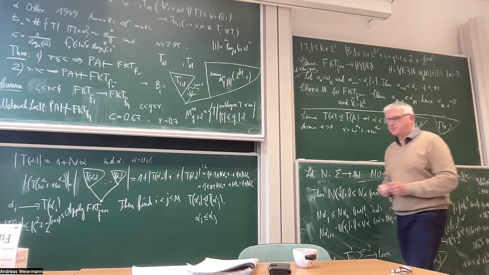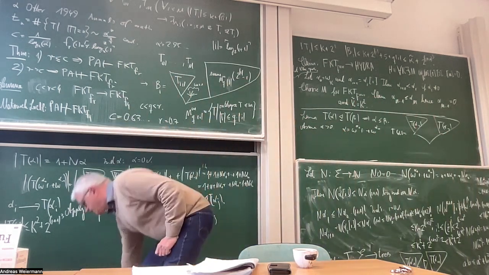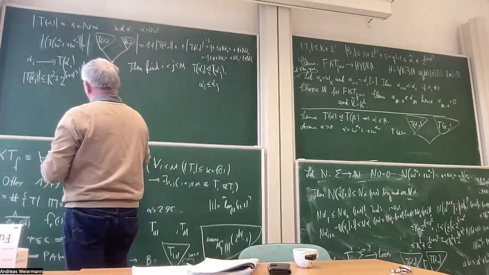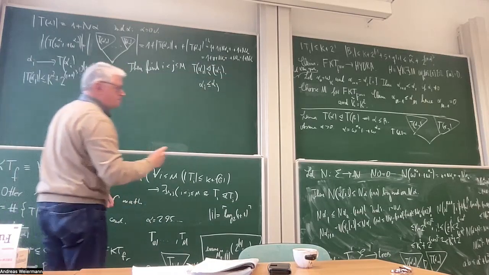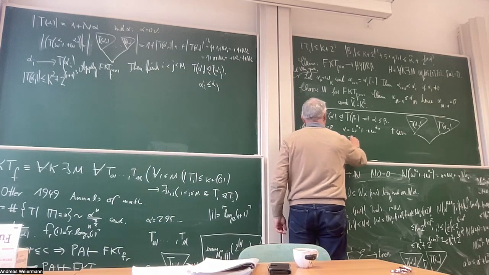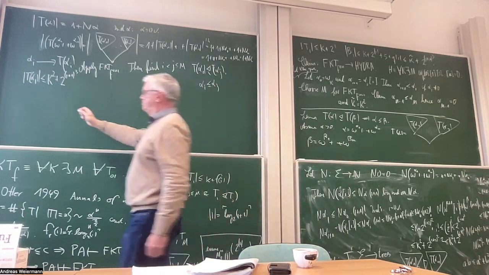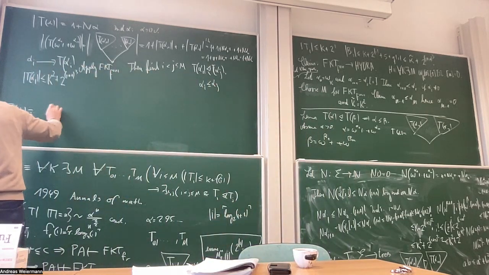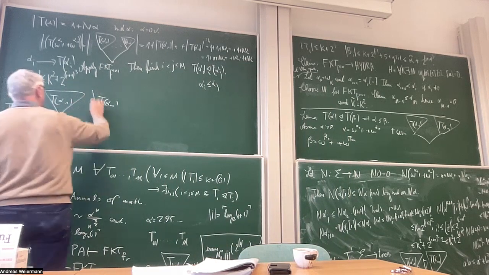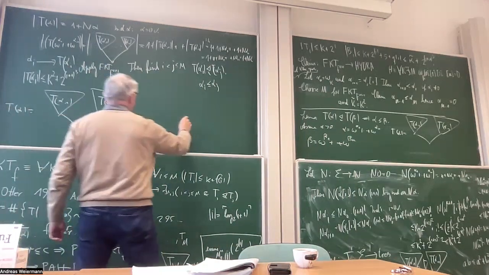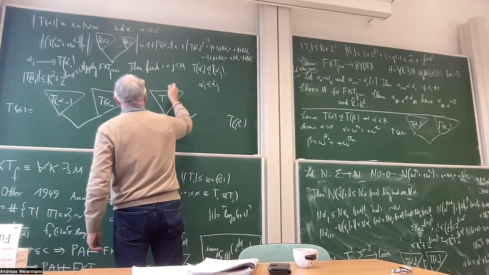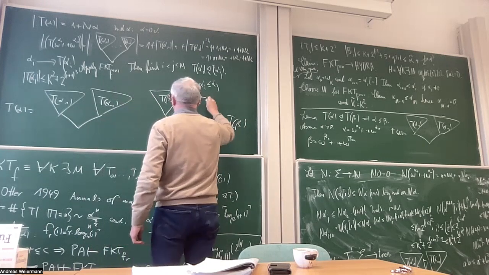So what? I have now to draw a picture. Maybe I do it over here. Beta is of the form beta 1. Now alpha is alpha 1. And here is T beta, having the form T beta 1, T beta.